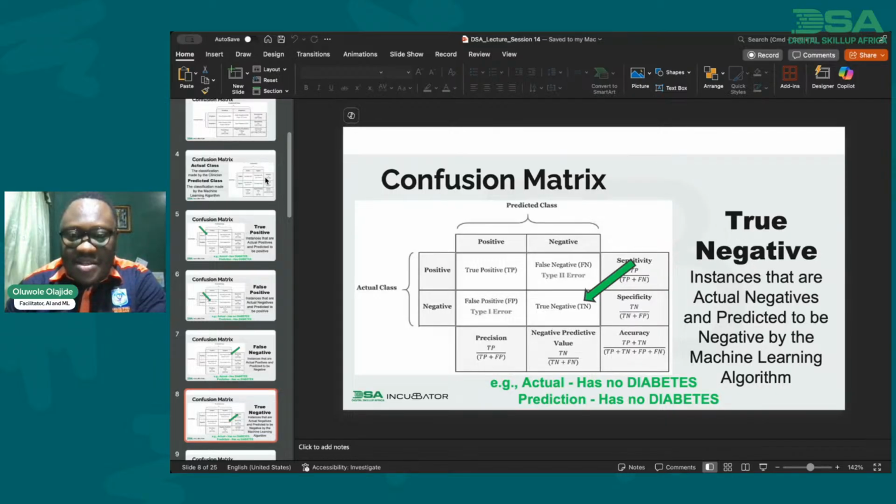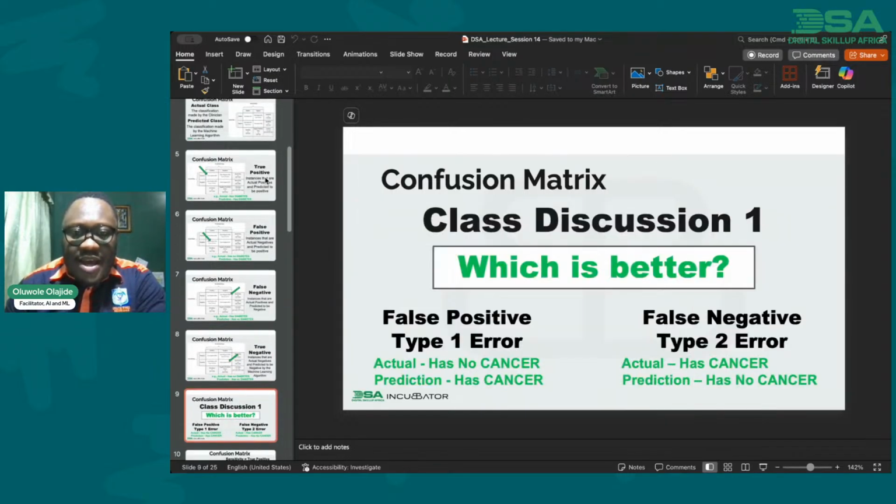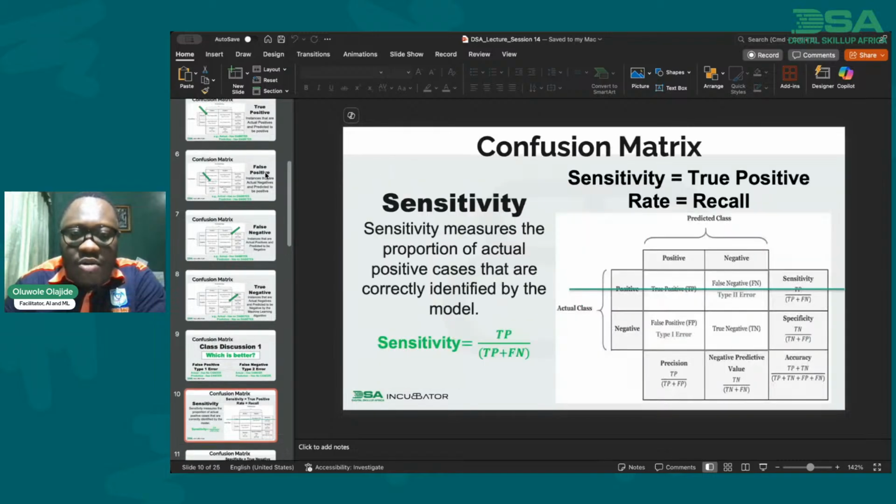No diabetes. All right. Then we talked about the discussion of which is better between the type 1 error and the type 2 error. And in conclusion, we're able to say what? Misclassification is a menace. So we shouldn't pick one error above the other. We should just try as much as possible to avoid misclassification.